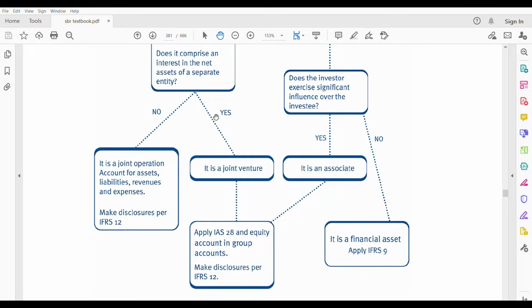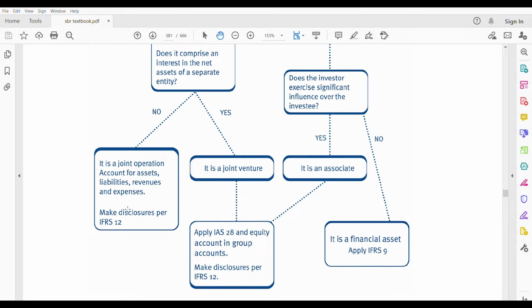Next, if they do not have an interest in the net assets of a separate entity, if it's a no, then it's a joint operation. And how do you account for a joint operation? You have to account according to their proportion, what is their proportion of assets, liabilities, revenue, expenses, and disclosure is according to IFRS 12 only.